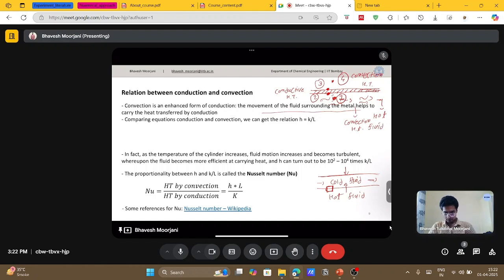Now if the movement of fluid surrounding the metal helps to carry the heat transfer by conduction, so let's say we increase the turbulence in the outside fluid or the inside fluid, then heat transfer from point 1 to 2 and 3 to 4 will increase. So let's say heat transfer from point 1 to 2 is increased. Because of that, the temperature at point number 2 will increase, which will create a higher temperature gradient between point 2 and point 3, which will further enhance the conductive heat transfer from point 2 to point 3.